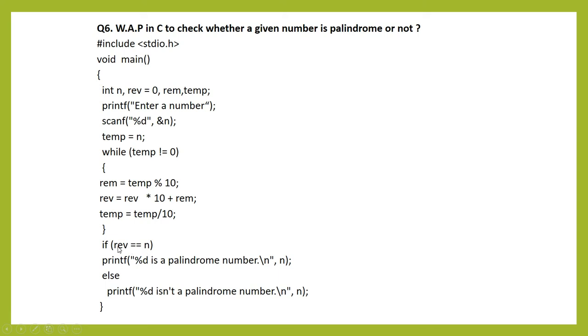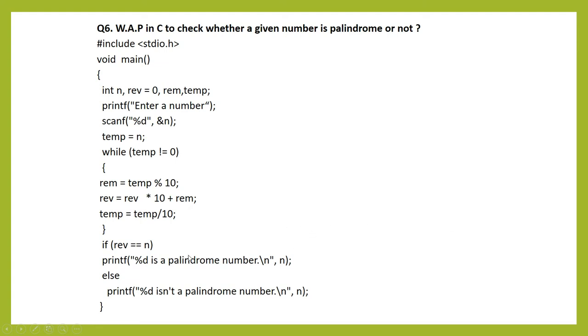Meaning 131 is equal to 131. If yes, then it is a palindrome number, otherwise it should display that it is not a palindrome number. Okay, so here you got the idea about your prime number, palindrome number, and average of n numbers.